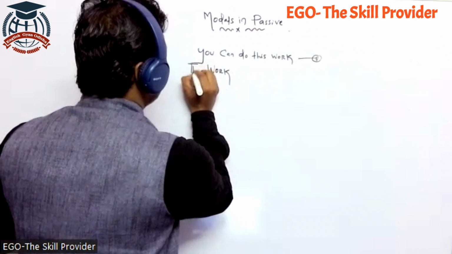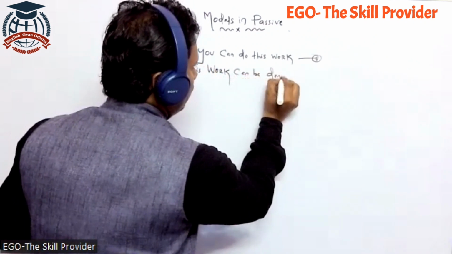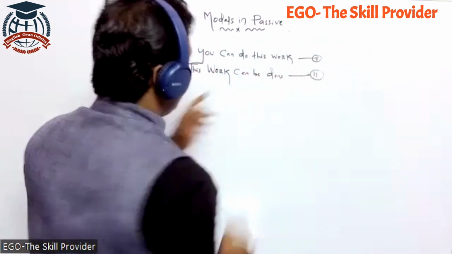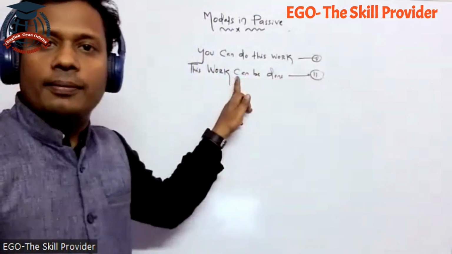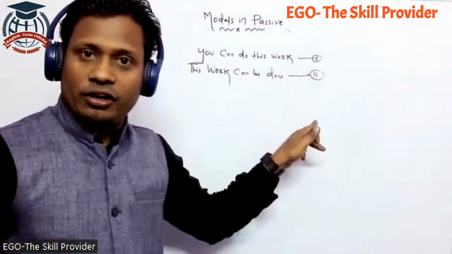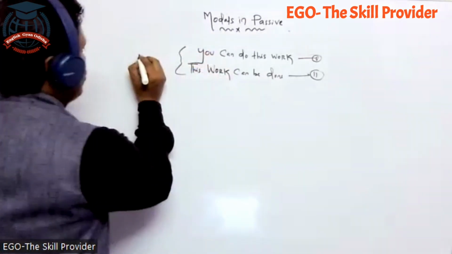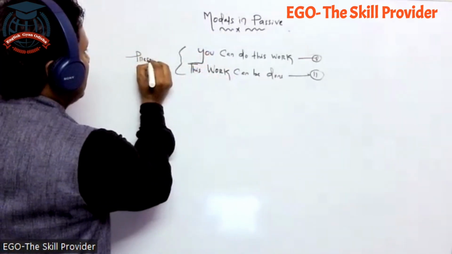This work can be done. This is called passive, be done. This is called present tense, this is more about present tense.